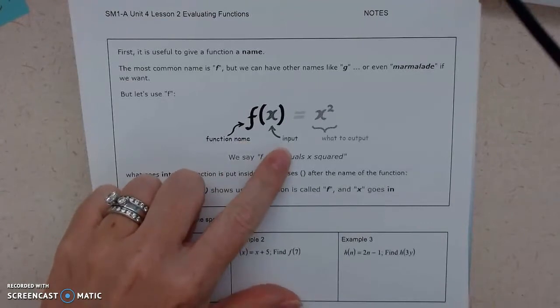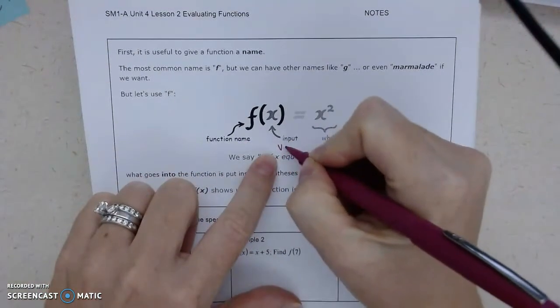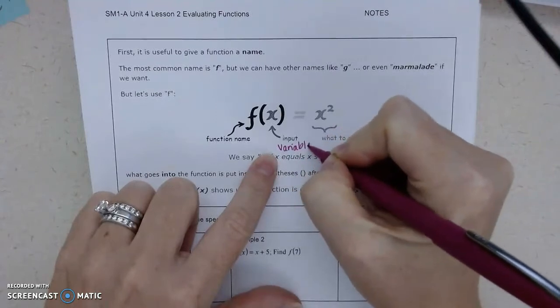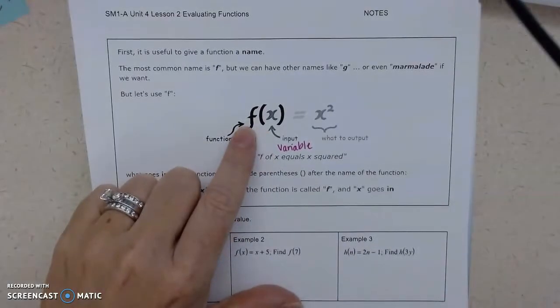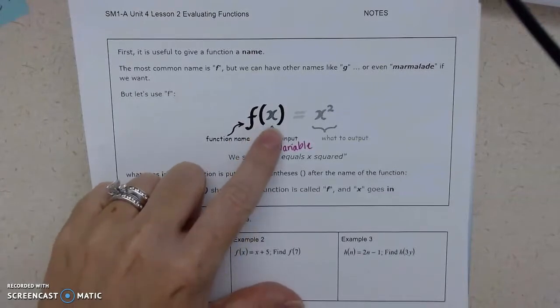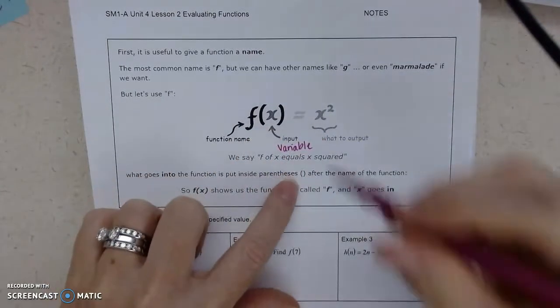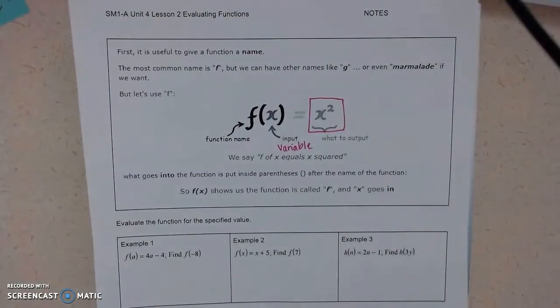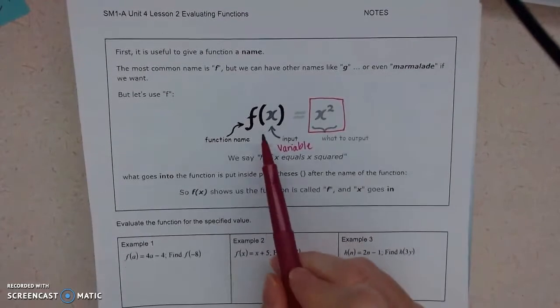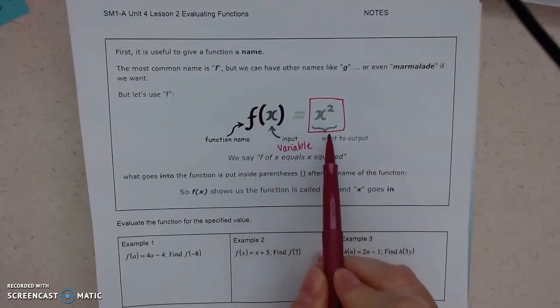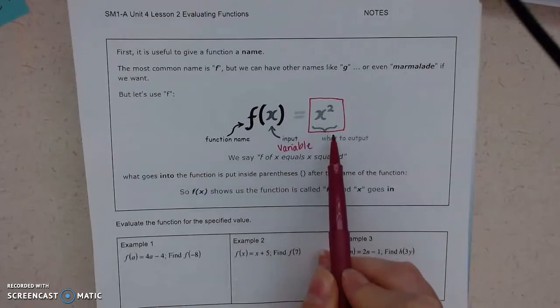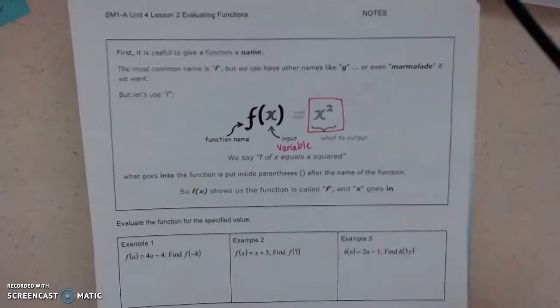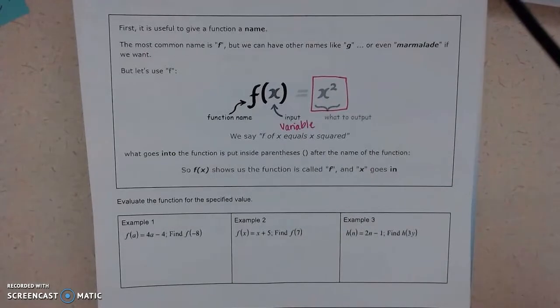The input, or the variable, is always written in the parentheses. So this is read as f of x equals x squared. There will be some type of expression or equation on the right side, and that's the actual equation, what to output. So what goes in is the variable or the input, and what comes out is the answer or the output. So when we evaluate, what we are doing is substituting.